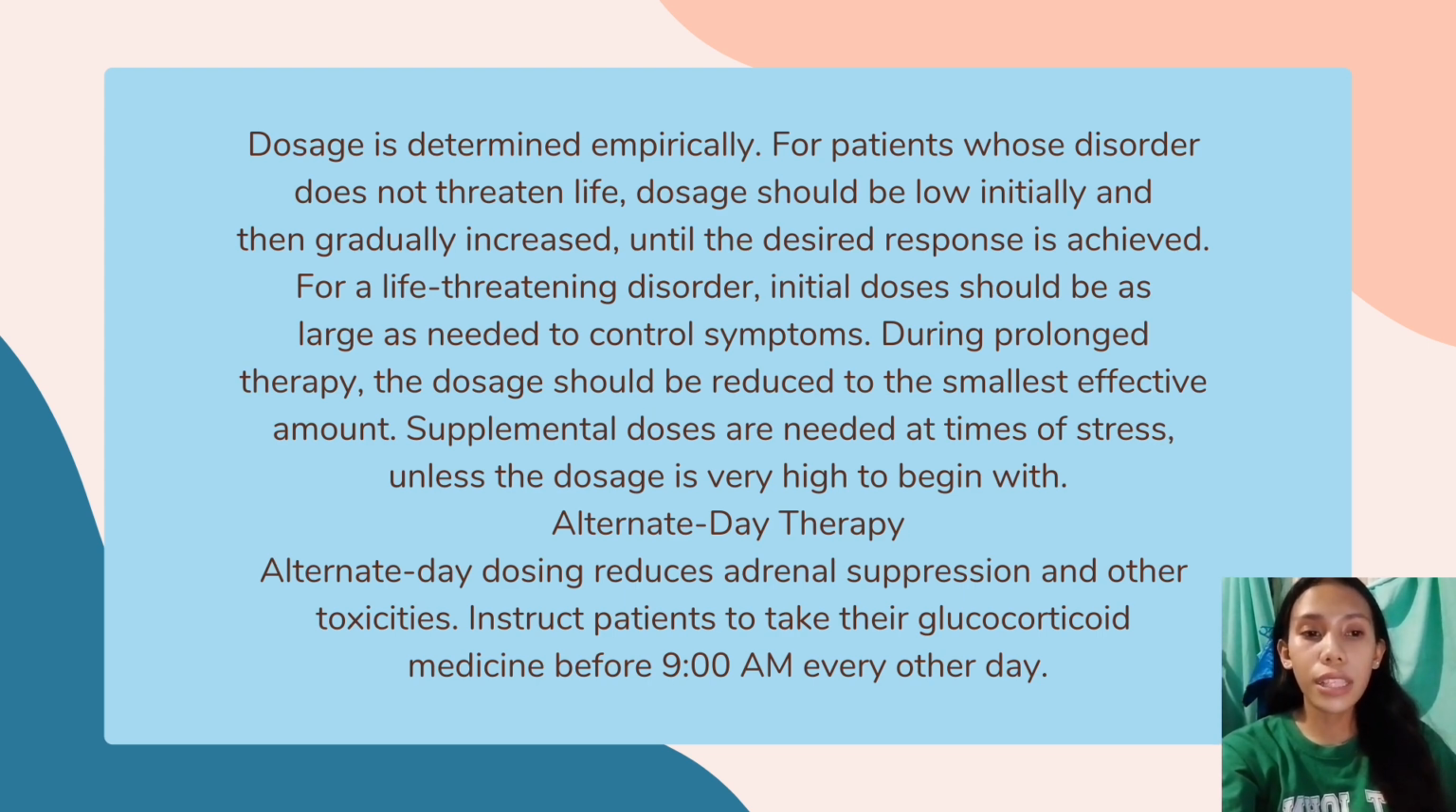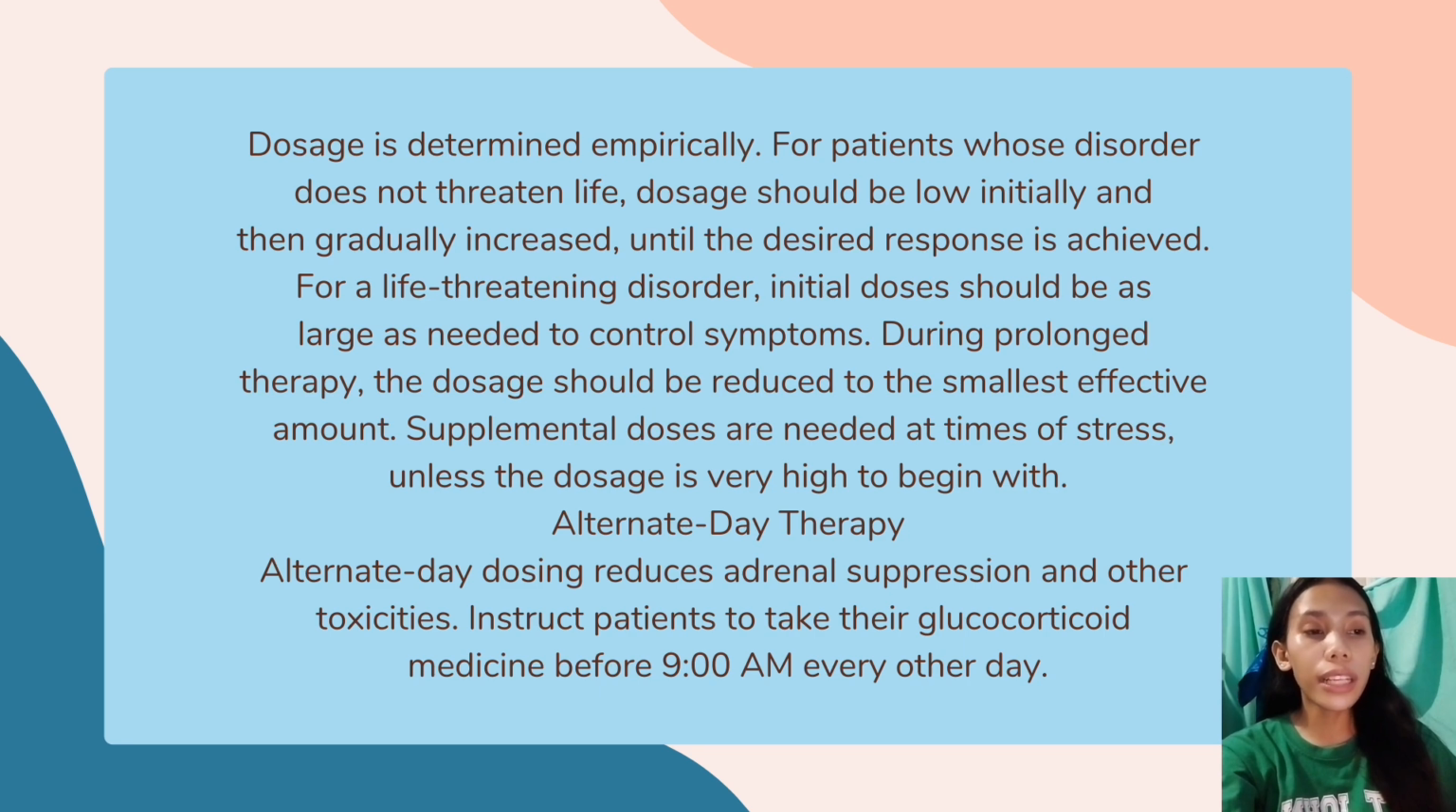During prolonged active therapy, the dose should be reduced to the smallest effective amount. Supplemental doses are needed at times of stress unless the dose is very high to begin with. Alternate-day therapy: alternate-day dosing reduces adrenal suppression and other toxicities. Instruct patients to take their glucocorticoid medicine before 9 a.m. every other day.